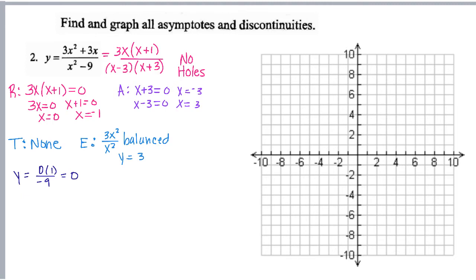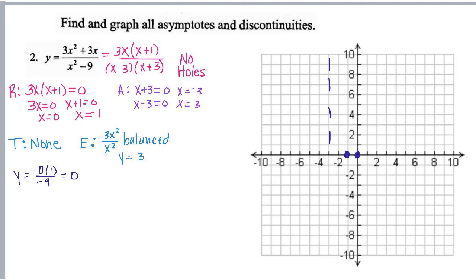So now we have all of these points. Now we're ready to go ahead and plot what we can. So first of all, we don't have any holes in the graph. And then next we would have, let's see, we have 0 and -1 for our roots, sorry, not asymptotes. So we have 0 and we have -1. And then we also have x equals 3 and -3 for asymptotes. So let's go ahead and sketch those.